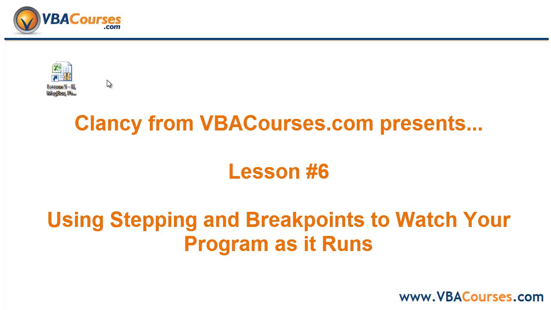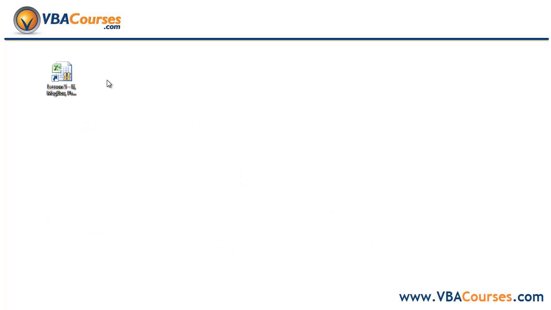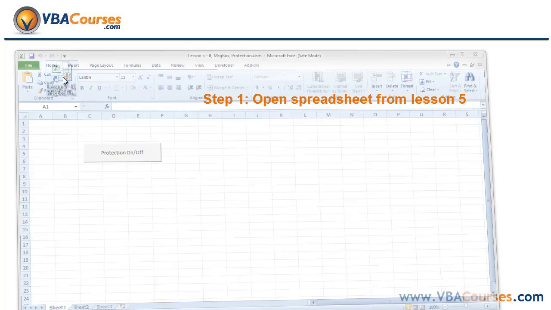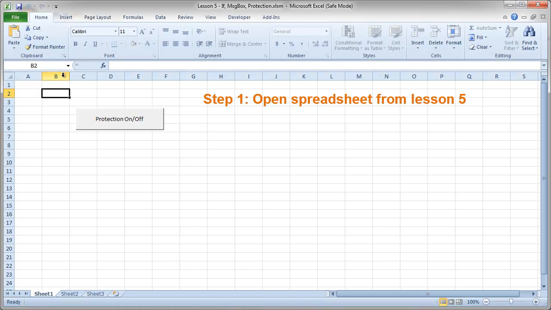In this video we're going to learn how to use VBA's breakpoints and stepping features to watch each line of your VBA program as it runs. Step 1 is to open the spreadsheet with the protection on-off macro from Lesson 5. If you haven't completed Lesson 5 already, join the free course at VBAcourses.com.